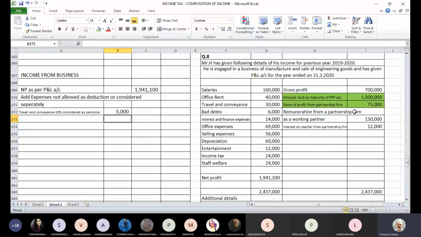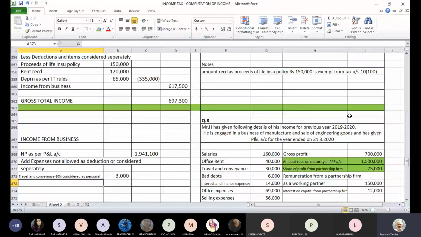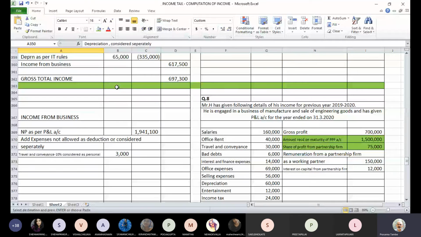But depreciation as per tax laws is different. So we can say depreciation is considered separately, and that amount will be added back. That amount is 60,000 rupees. So we are adding back 60,000 rupees of depreciation because we are going to consider that as a separate item.